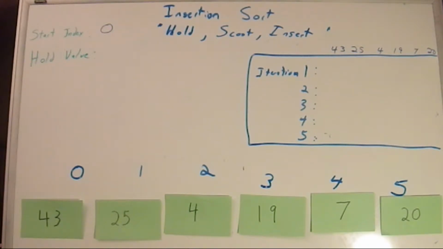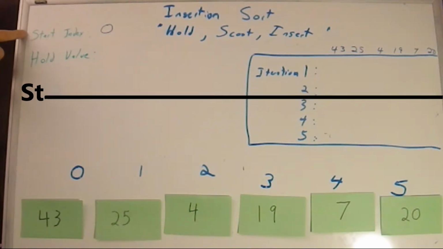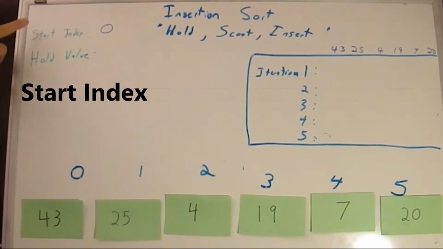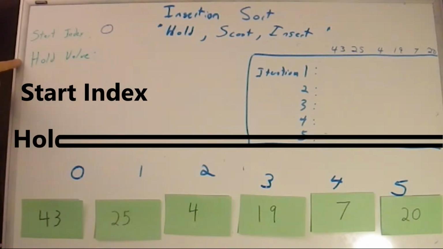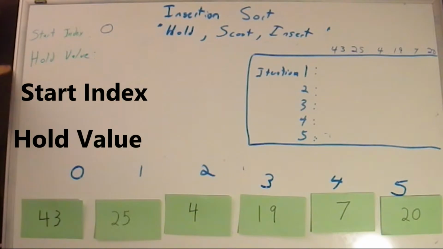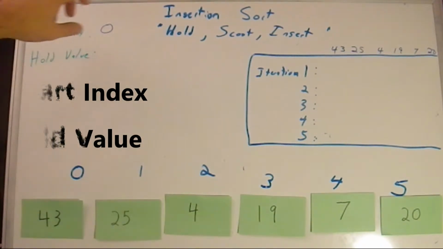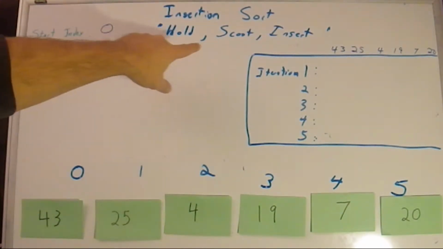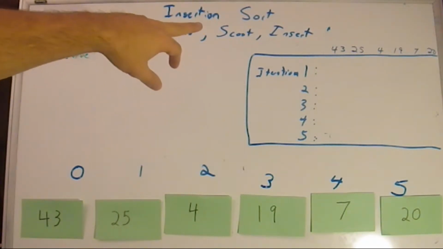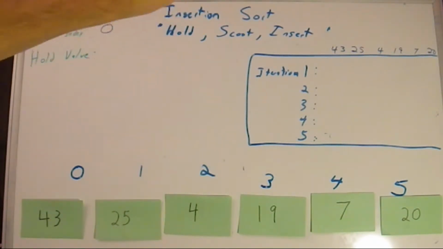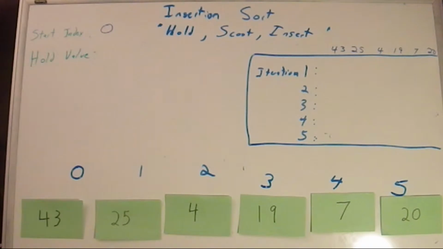Now, the insertion sort has two different values that it holds. The start index is one thing we hold, that's a carryover from the selection sort. But instead of holding the min index, we're going to hold the value of that index. And we're going to hold the value, we're going to scoot the values that are greater than, and then we're going to insert it back in. So what does that really mean? Well, let's take this for example.